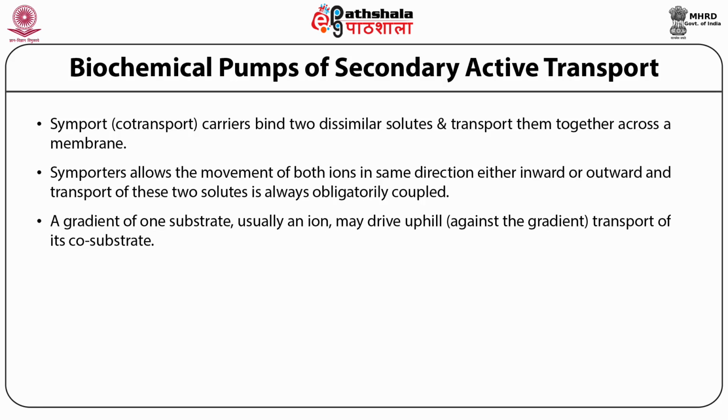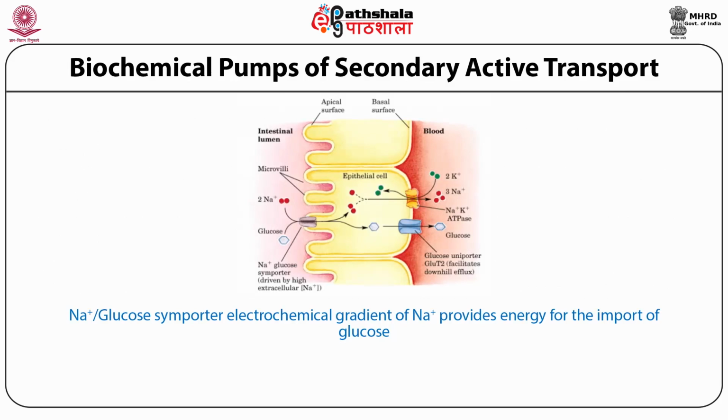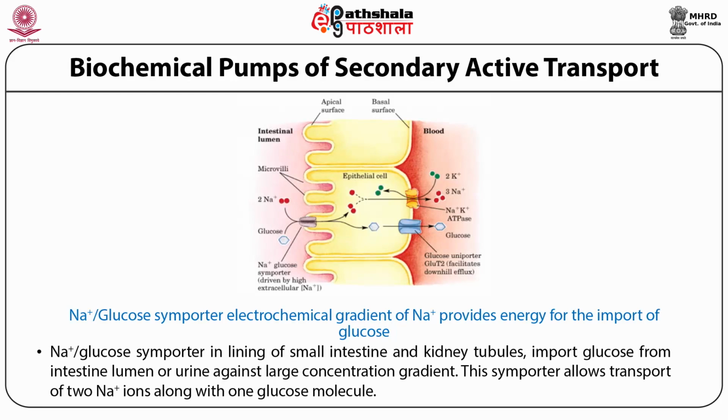A gradient of one substrate, usually an ion, may drive uphill, which is basically against the gradient, transport of its co-substrate. Import of glucose and some amino acids in the intestine is associated with the symport of sodium ion. The sodium gradient inside intestinal cells is established by the sodium-potassium ATPase of the cell membrane. If you see in the figure, the sodium glucose symporter in the lining of the small intestine and kidney tubules imports glucose from the intestinal lumen or urine against a large concentration gradient. This symporter allows transport of two sodium ions along with one glucose molecule.